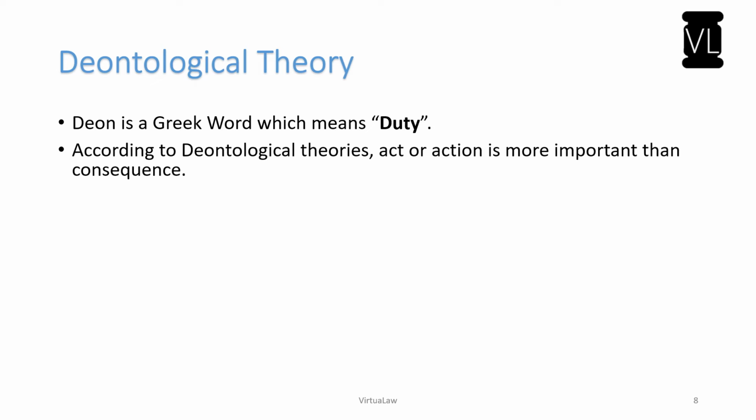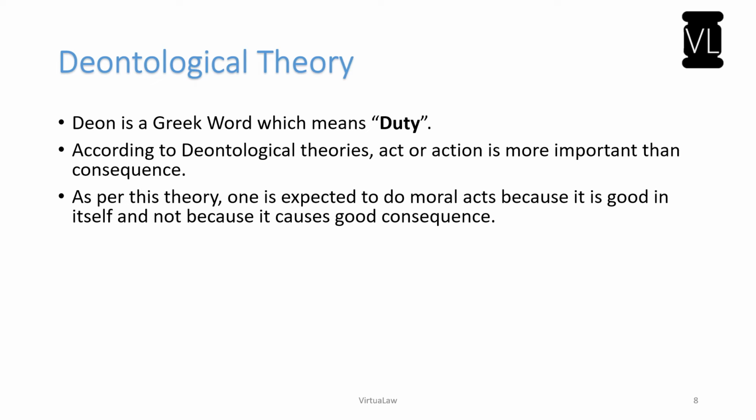But the problem here is, as far as the deontological theory is concerned, the action of Mr. A by taking bribe and sending that bribe to save the life of a small child is unethical, because as per deontological theory, the act is more important than the consequence. Here the act of taking bribe is something which is unethical. I hope this will help you understand the concept of deontological theory of ethics. As per this particular theory, one person is expected to do moral acts not because it gives good consequences, but because the act is moral in itself, or the act is good in itself.